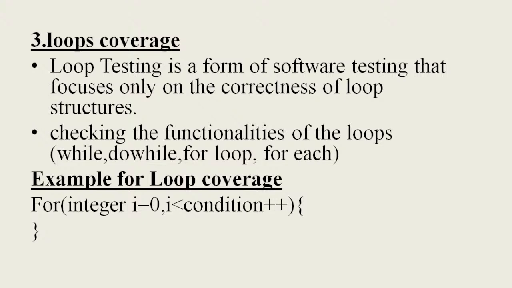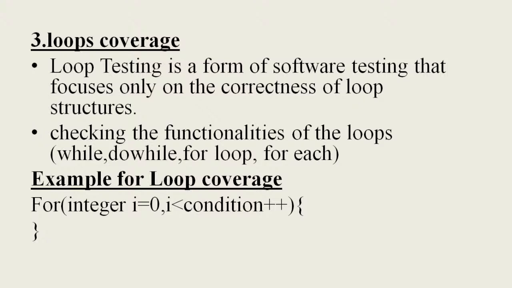The third stage of unit testing will be loop coverage testing. The first stage covers each and every path of the control flow graph of a program. The second stage is control structure testing to test relational expressions and arithmetic expressions. And the third one is loop coverage. It is used to test the functionalities of loops. So what are the loops? While loop, do while, for loop and for each loop. These are tested by loop coverage testing.